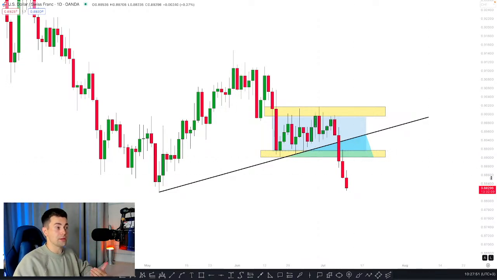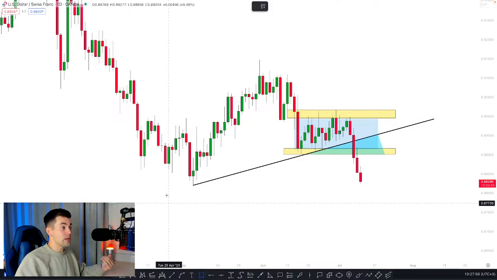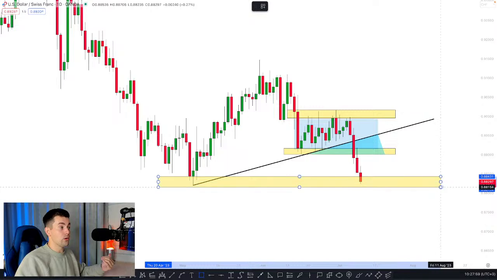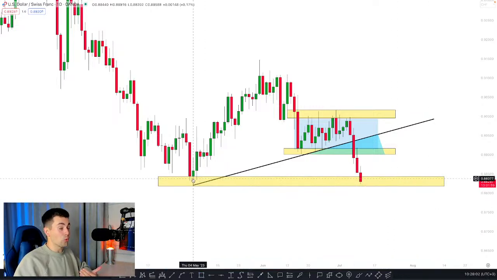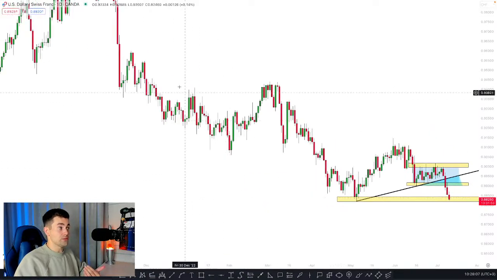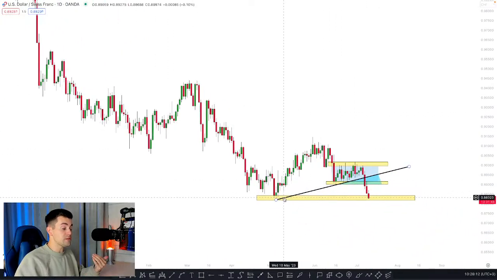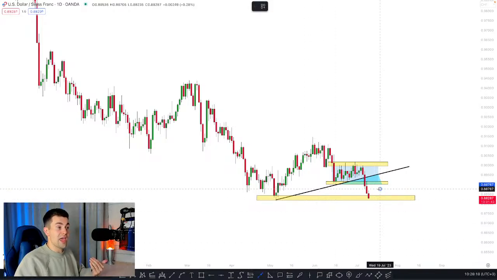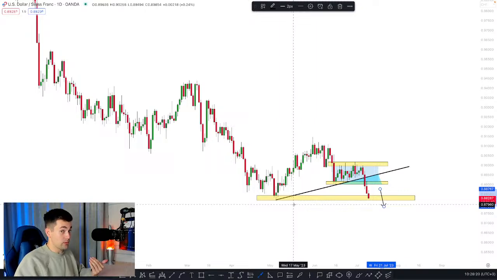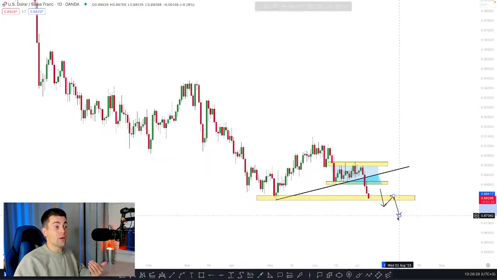Talking about the current perspective, talking about what is with the pair, now we can spot that we are currently testing the current structure low. And the fact is, traders, that because we are trading in a bearish trend, of course, chances will be high that the market will break that support to the downside. If the price breaks and closes below that support, if a daily candle closes below that, chances will be high that we will drop lower.